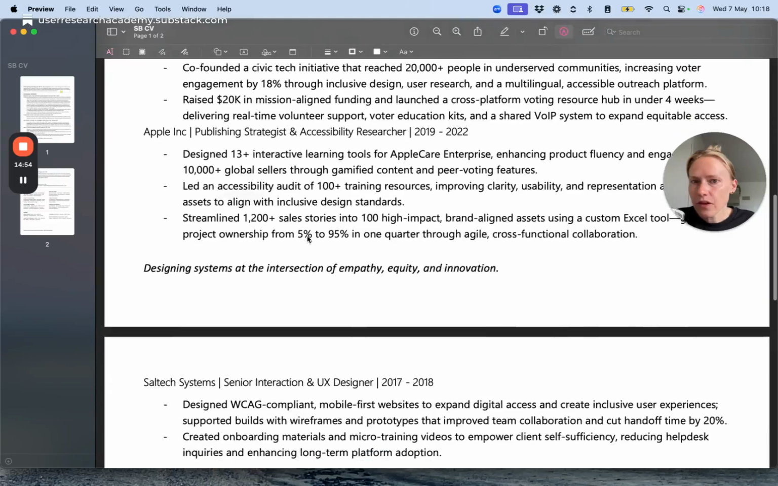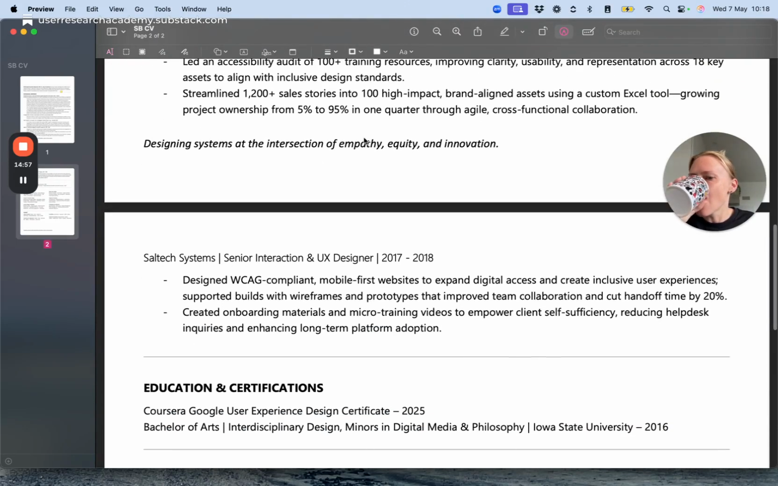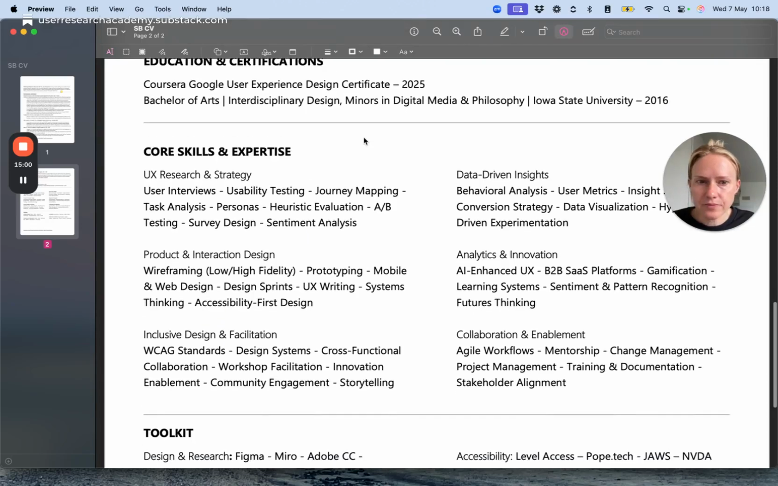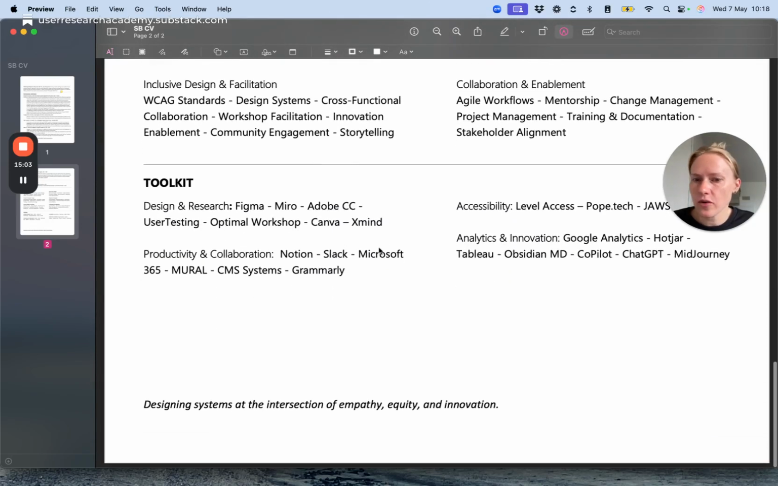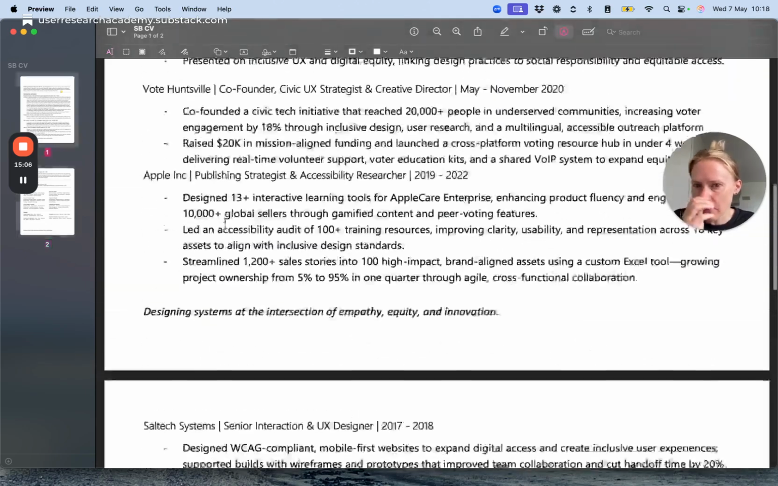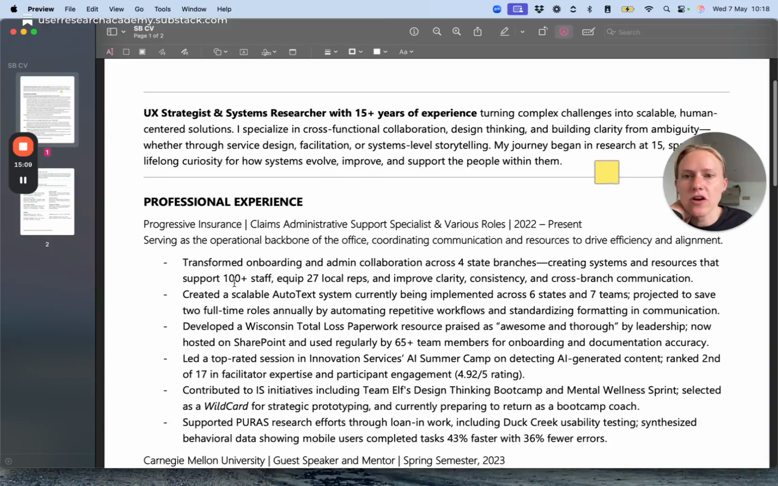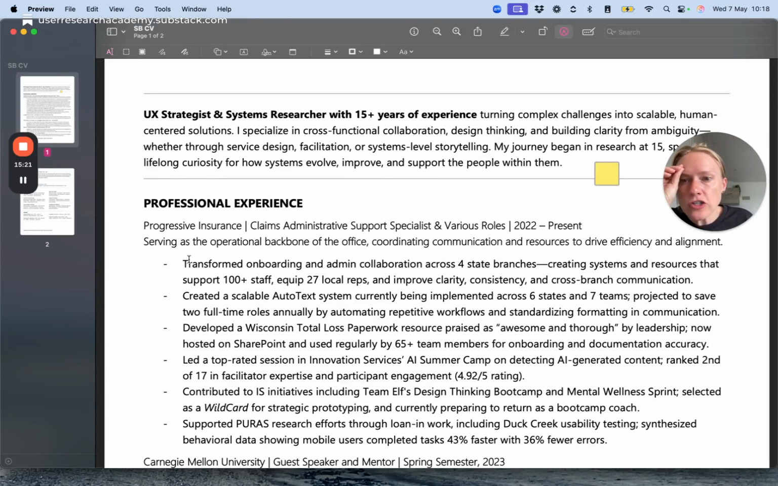Okay, interesting. Yeah, this is okay to include. That's fine. Okay, let's focus on this. I'm not a support specialist, right? So this one, I want to do my best with talking through this. So: transformed onboarding and admin collaboration for, so write out 4 state branches, creating systems and resources that support 100 plus staff, equipping 27 local reps, and improving clarity, consistency, and cross.